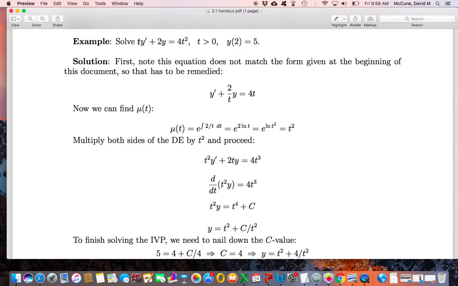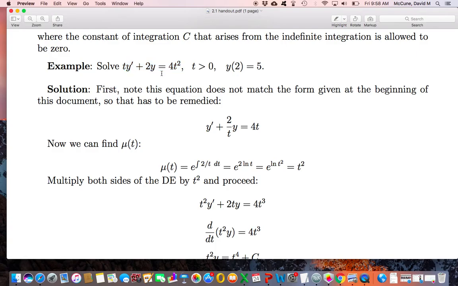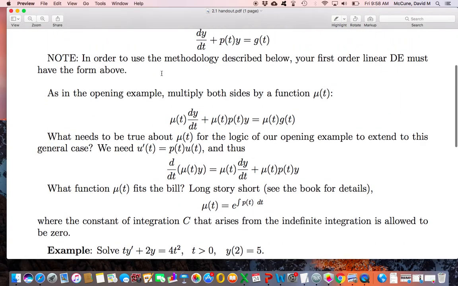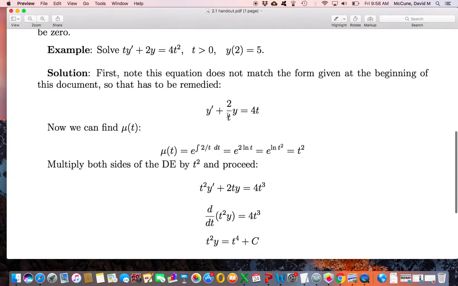Okay, so first thing to note is that this differential equation, zoom in on it a little bit, doesn't match the form above. The form above says dy dt has to have a coefficient of 1. So the first thing you've got to do is divide by this t, and you get this differential equation. That's what you're actually going to solve.